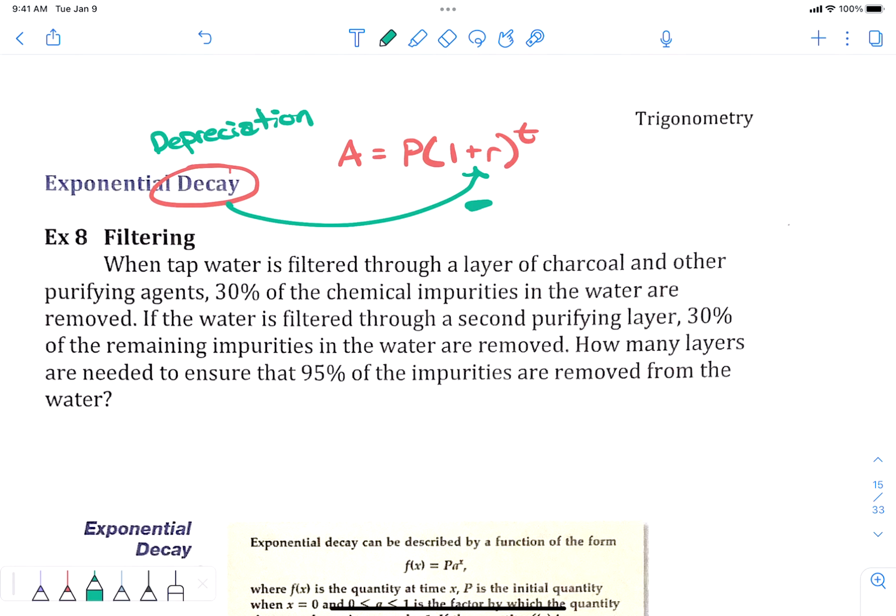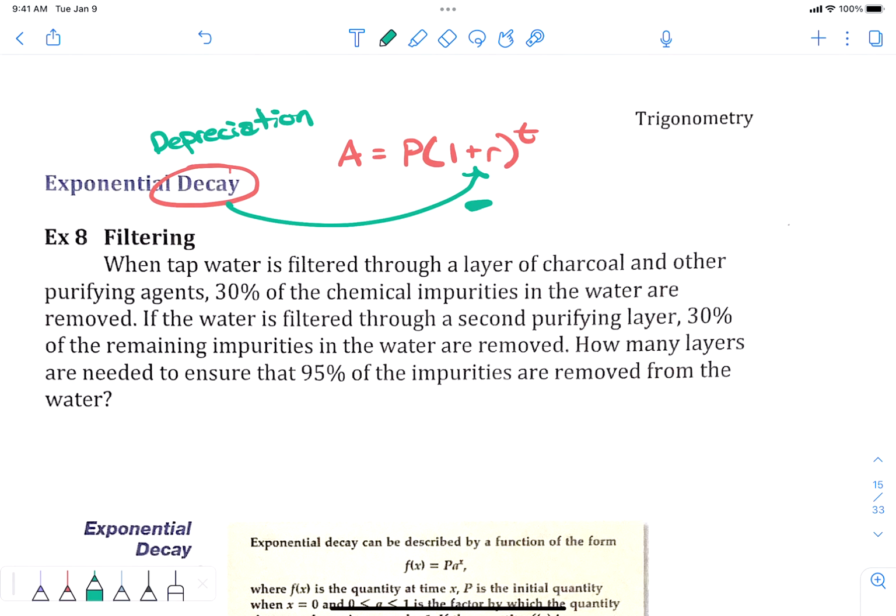All right, when tap water is filtered through a layer of charcoal, listen to this example. This is a good example. When it's filtered through a layer of charcoal, 30% of the chemical impurities in the water are removed. This is how they filter water, like the water purifiers, they have a filter in there. Okay, it's a charcoal filter. And 30% of the impurities are gone now. Okay? That's if we filter it through one time.